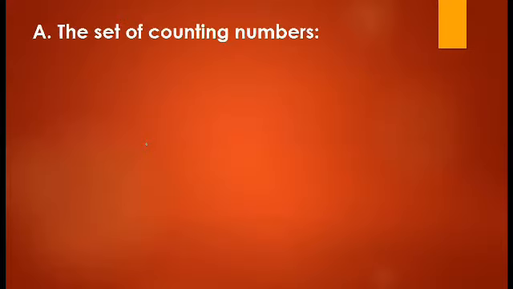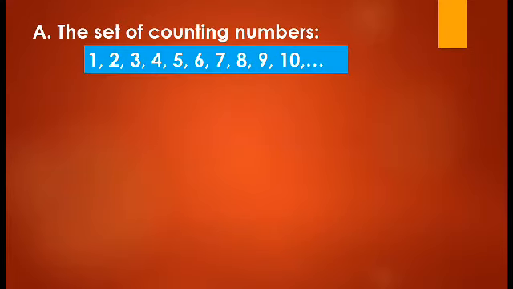Let's have an example. The set of counting numbers. Ano ba yung set of counting numbers? We have 1, 2, 3, 4, 5, 6, 7, 8, 9, 10, and so on and so forth. Okay? So, our general term here is A sub n equals n. Ito po yung general term or yung pinaka-formula kung paano nakuha si counting numbers. Okay? So, how do we get the first term? Okay, 1. Paano natin nakuha yan?